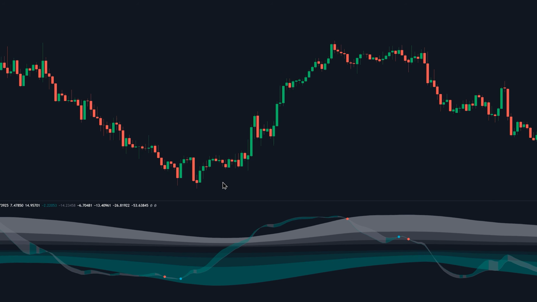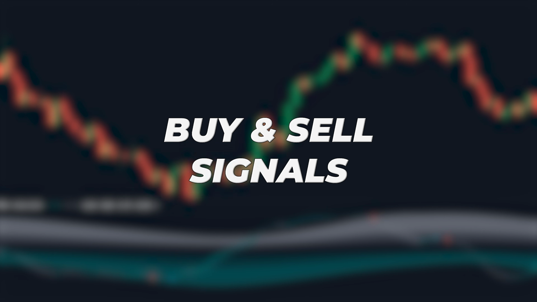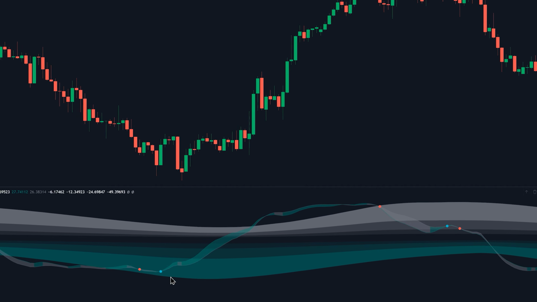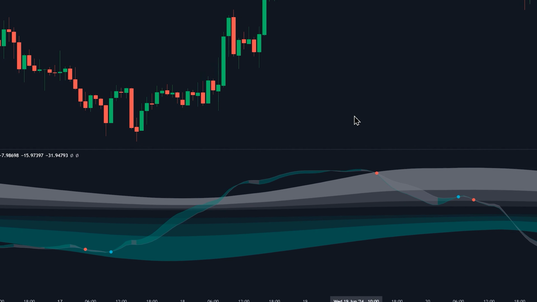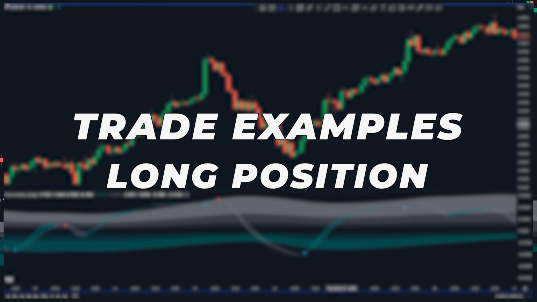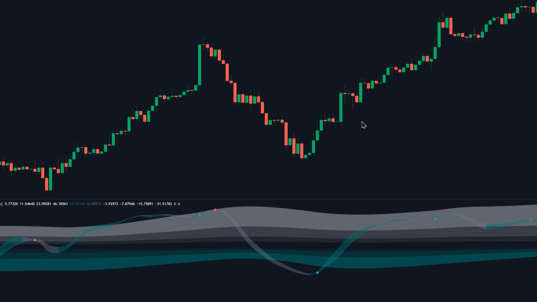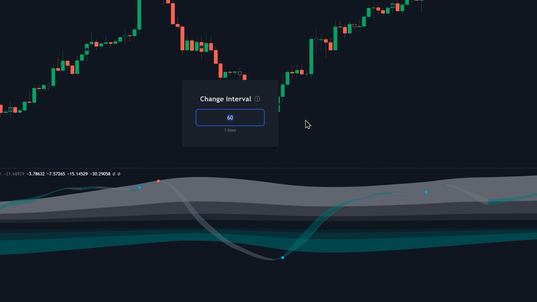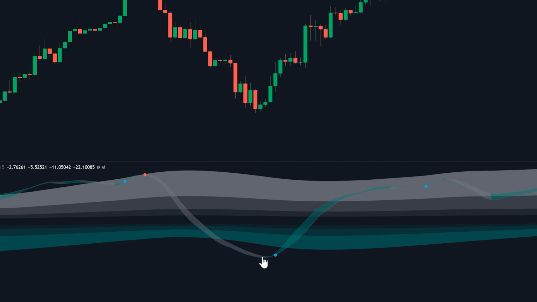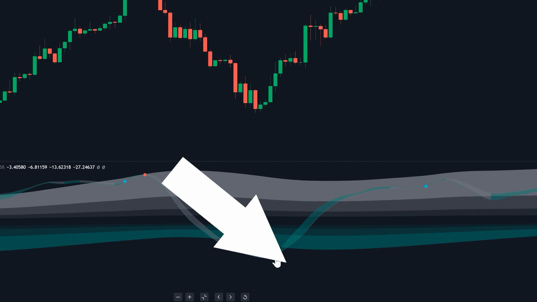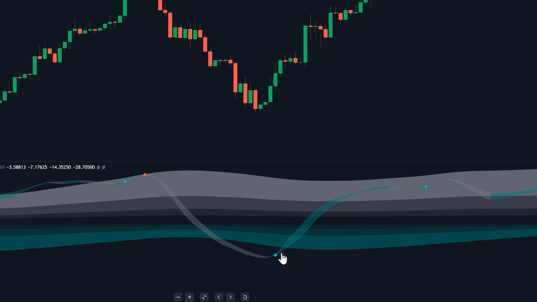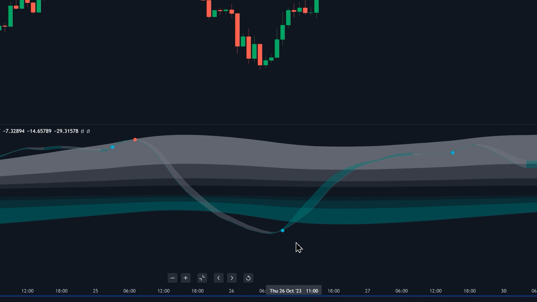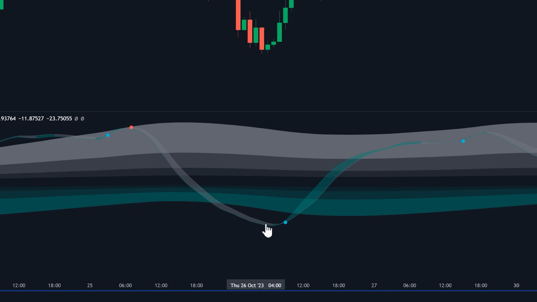The oscillator provides clear buy and sell signals based on the crossovers of the fast and the slow lines, as well as the color changes in the ribbon. Now, here's a long trade example. Suppose you're monitoring the chart of AUD-CAD on the 1-hour time frame. You notice that the fast line crosses above the slow line, indicated by a blue dot. Simultaneously, the ribbon turns to green, suggesting a bullish trend. On top of all that, this oscillator is also emerging from an oversold area, adding further confirmation.